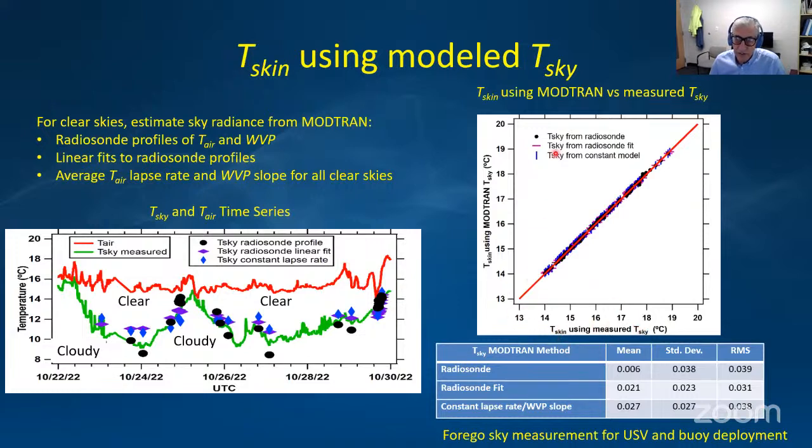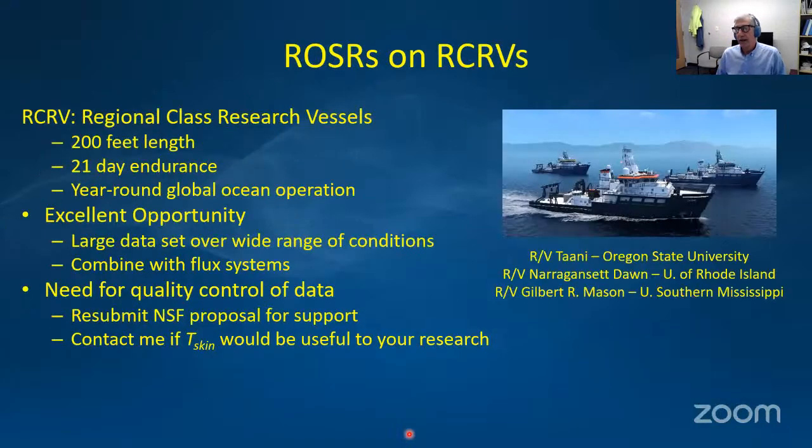With these 3 different symbols for the 3 different approaches, they all fall on top of each other, and the differences are just a few hundredths of a degree. So this provides me some hope or optimism that we can forego the sky measurement on USVs and buoys to get an accurate measurement.